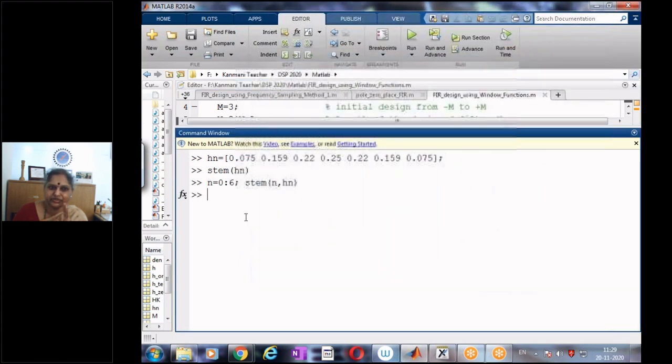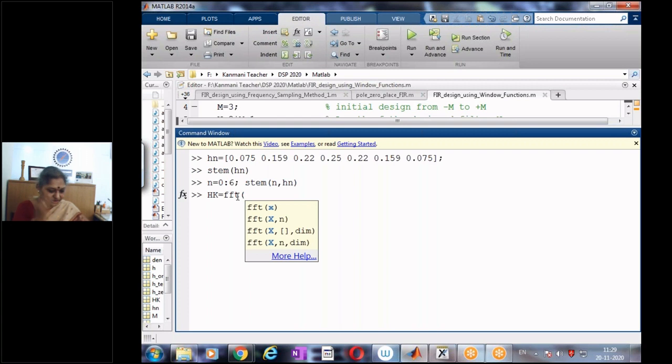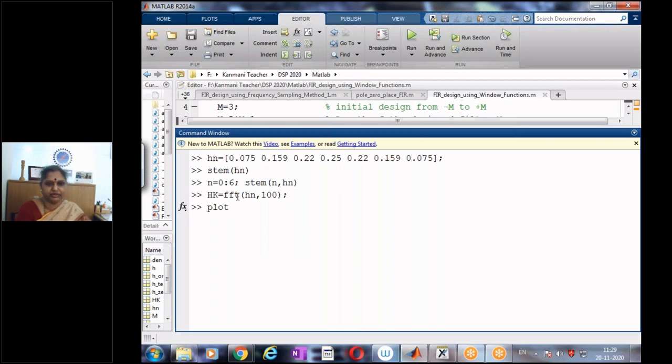And yes, so now let us try to get the frequency response. A simpler method is simply to compute the FFT of the sequence h of n, with some large number of points. Let me take it as say 100, and I compute it, and then I try to plot.